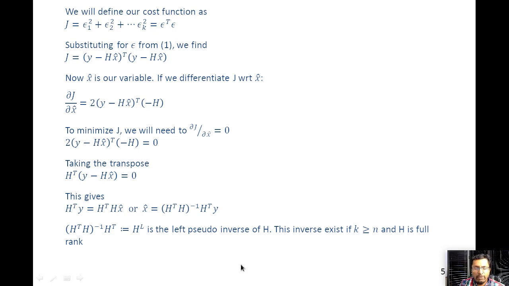So again, recall when I mean full rank, that means this has n rows. That means there are n linearly independent rows or n linearly independent columns. So that's the only time in which the inverse would exist.